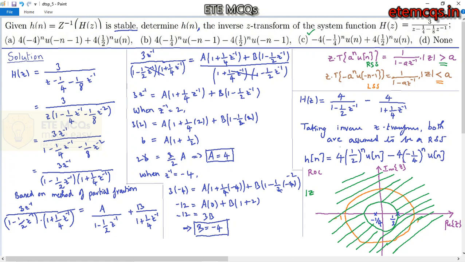So your resulting ROC is outside 1 by 2. Modulus of Z greater than 1 by 2. This is how we represent the region of convergence. It is outside a radius of circle 1 by 2. The ROC includes the unit circle, hence the system is stable. And since the ROC includes infinity, the system is also causal. So the final resulting impulse response corresponds to both a stable system as well as a causal system.